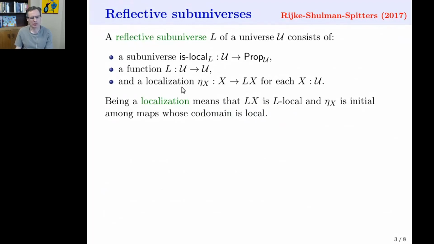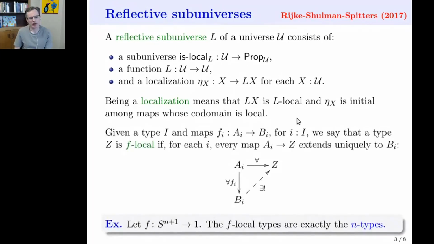And this map has to be a localization, which means the following. The codomain LX has to be a local type. It has to satisfy the predicate. It has to be in the subuniverse. And this map should be initial among maps to codomain types. So every other map to a local type has to factor uniquely through this one. Of course, I mean uniquely up to homotopy. So one key property is that once you know the subuniverse, if the L and the eta exist, then they're unique. So it's just a property of a subuniverse to be reflective.